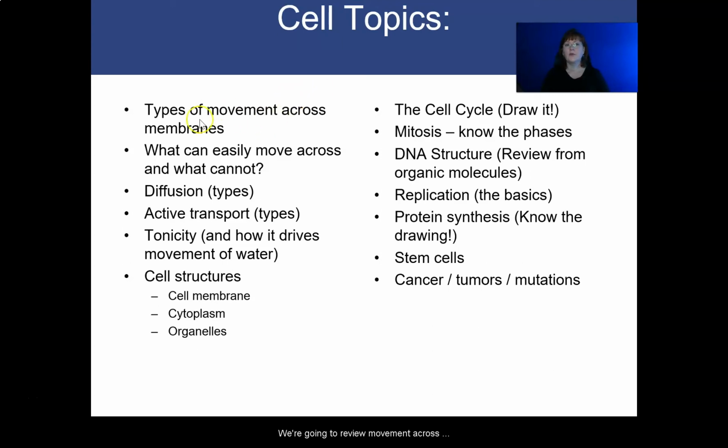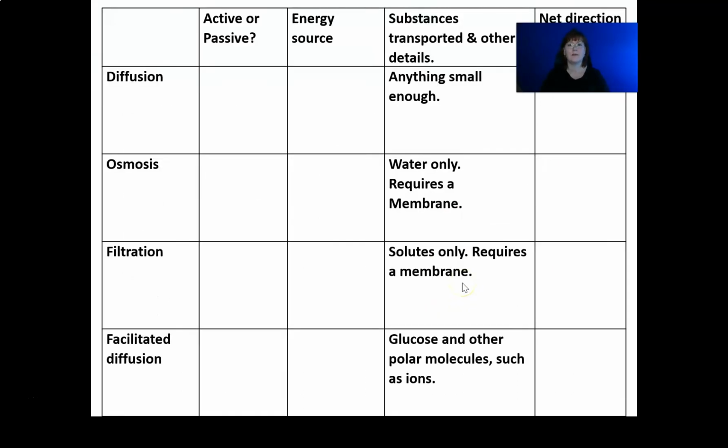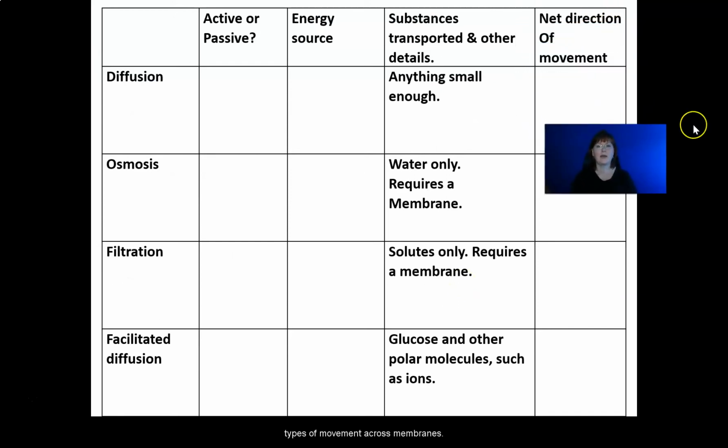So we're going to review movement across membranes, how tonicity affects that movement, the structures within the cell cycle, cell division, the basic structure of DNA, how that DNA replicates, protein synthesis, or how you read the DNA instructions to make proteins, and then a little bit about stem cells and mutations. So let's get started. So in this table, we can summarize all of the different types of movement across membranes.